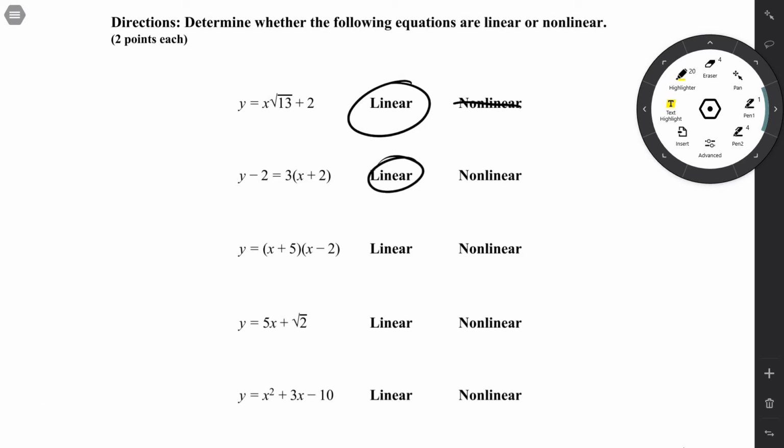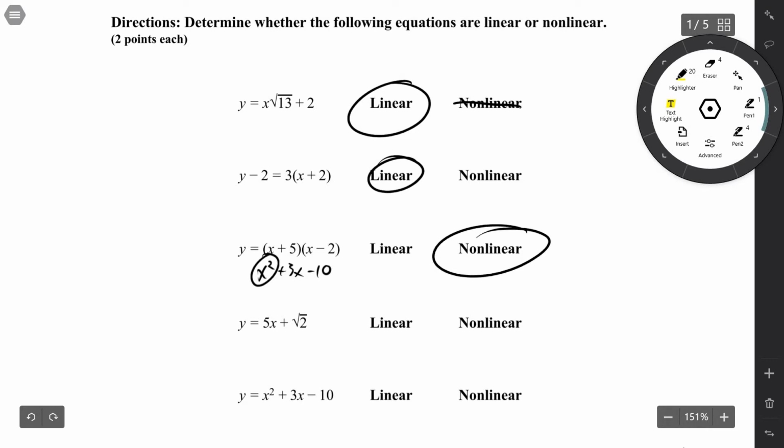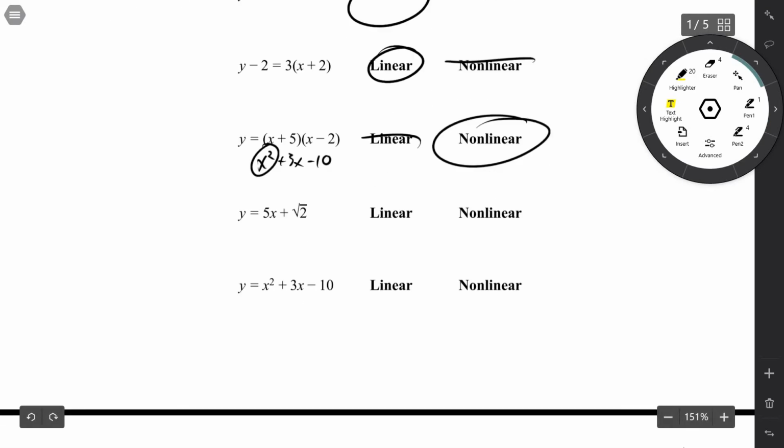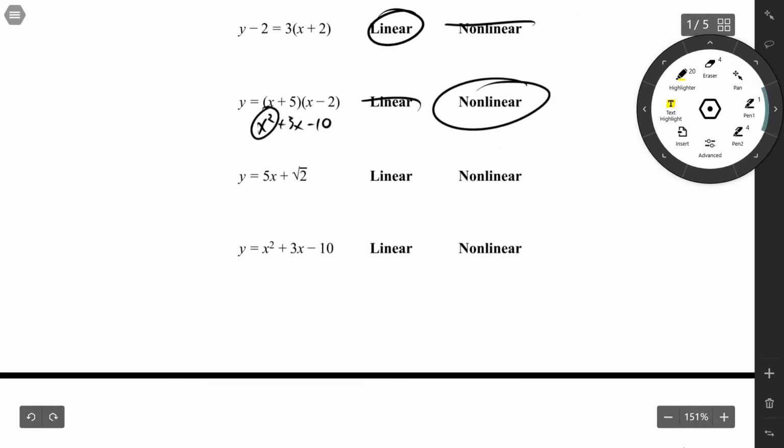This one tripped up a couple of you on some of the homework. When we FOIL this out, we would get x squared plus 3x minus 10. That x squared is definitely making this non-linear. So this one would be linear. I'm sorry, this one would be non-linear.